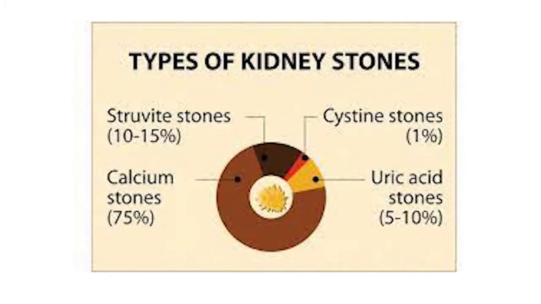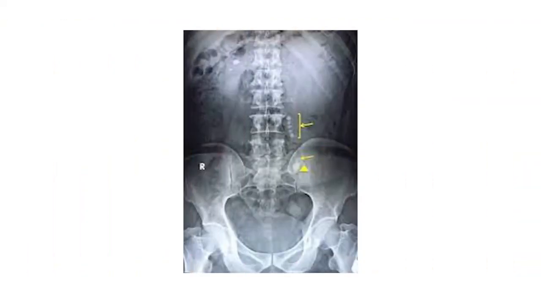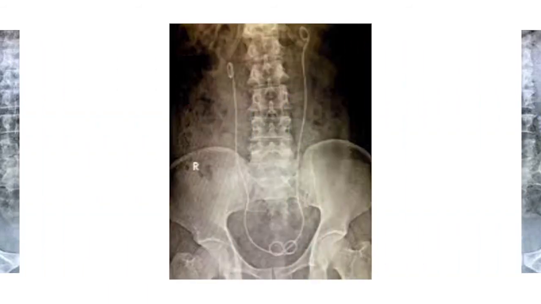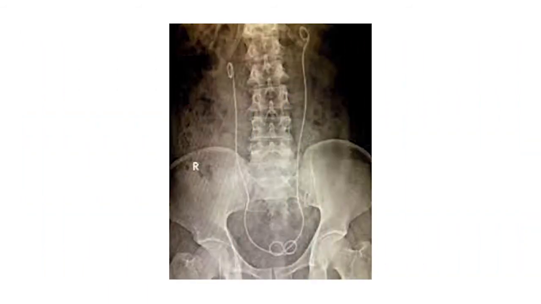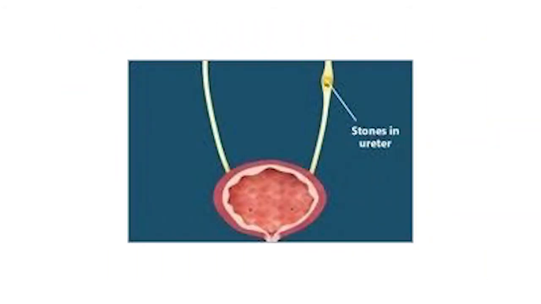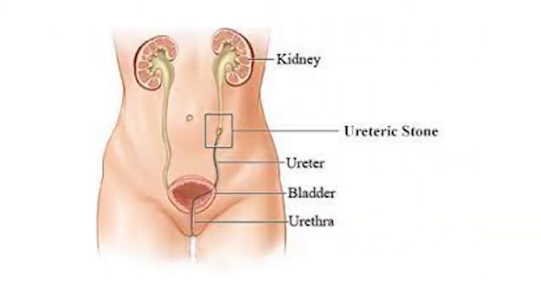Dear students, here is an image showing the types of kidney stones: white stones 10 to 15%, calcium stones 75%, cystine stones 1%, and uric acid stones 5 to 10%. Here is a clear picture of a straight X-ray abdomen showing a sequence of ureteric stones in the left ureter. You can clearly see the radiopaque stones in the course of the left ureter. This shows bilateral stenting. This is another picture of stones in the ureter, the mid ureter. This is another picture of ureteric stones.